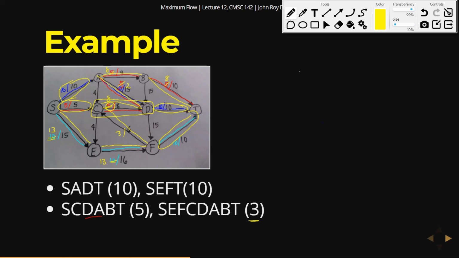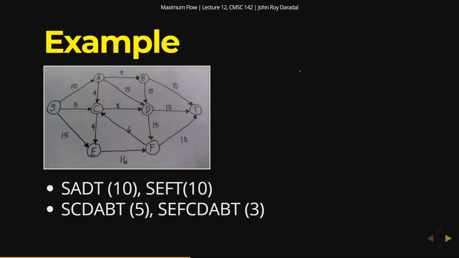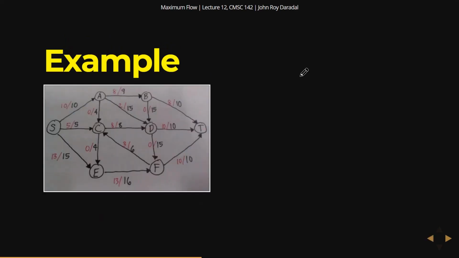So the total flow size here is 10 plus 10 plus 8, which is 28. Okay, so we have that one here. So we have a flow of 10 here, 5, 13, 13, 3, 8, and then 2, 8, 8, 10, 10. Okay, so that is how Ford-Fulkerson method works.